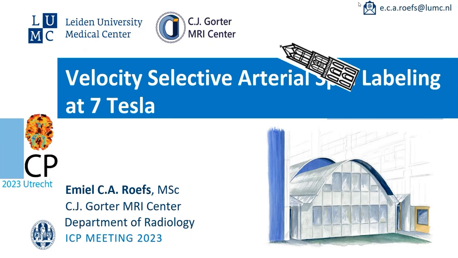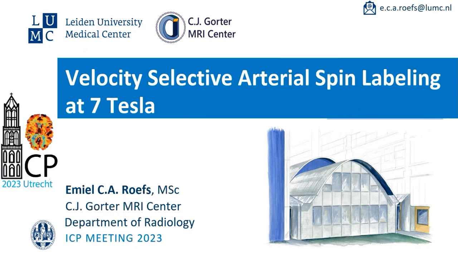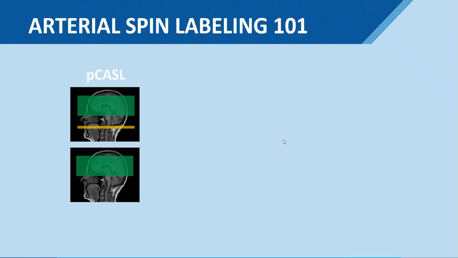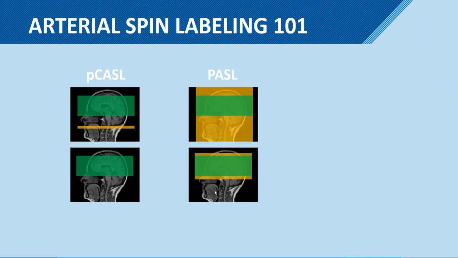So I will be talking about velocity selective ASL at 7 Tesla. And I will first start with the difference between the ASL sequences that we're using. So we've seen a lot of pCASL the last coming days. There you label in the neck region and image in the brain. And you do that once without labeling, and subtraction of these two results in a perfusion image.